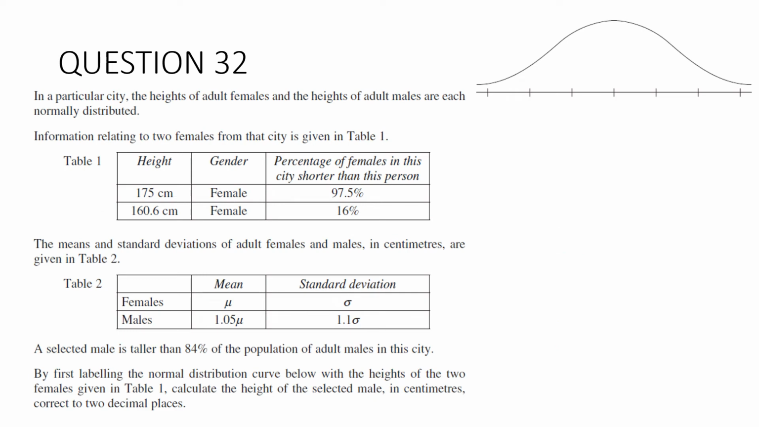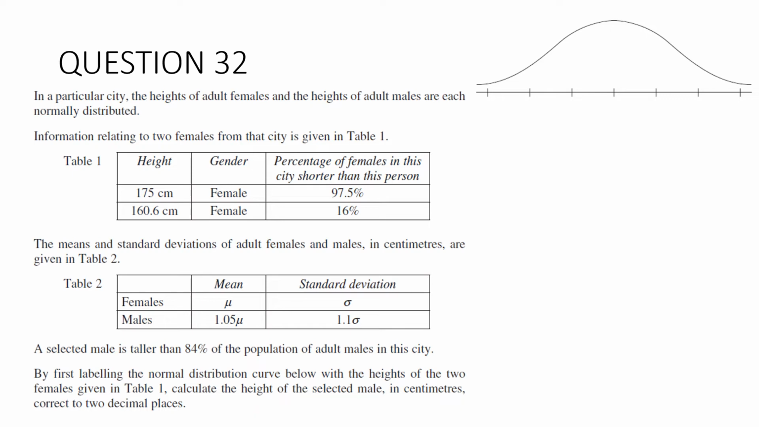Question 32. In a particular city, the heights of adult females and heights of adult males are each normally distributed. The information relating to females from that city is given in Table 1. The means and standard deviations of females and males in centimetres are given in Table 2. A selected male is taller than 84% of the population of adult males. By first labelling the normal distribution curve below with the heights of the two females given in Table 1, calculate the height of the selected male.